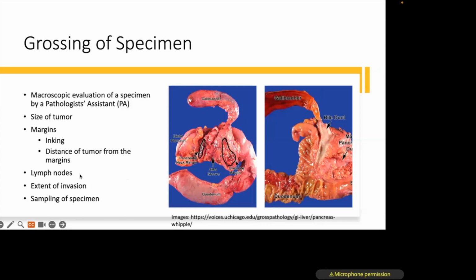And then they also talk about the extent of invasion, so what the tumor is involving. For instance, if we have a tumor here, is it involving the uncinate margin, or a portion of the stomach or the gallbladder, or does it adhere to the duodenum? And then they also sample the specimen, so they pick out what sections we see under the microscope.